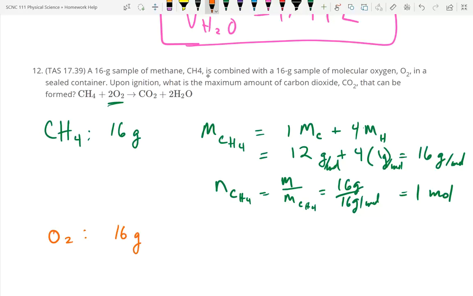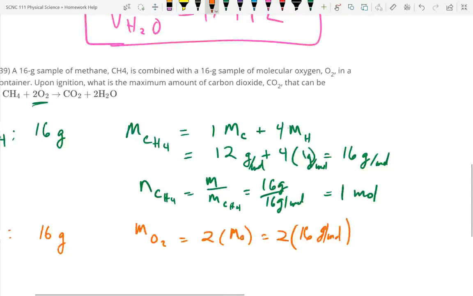Also 16 grams. The mass for oxygen, how many oxygens are in an oxygen molecule? 2, because it's O subscript 2. So I'm going to have 2 times the mass of oxygen, 2 times, and Ivy's been looking back there. What is the mass for oxygen? For our purposes, that's 16. Okay. 16 grams per mole. And so that's 32 grams per mole.